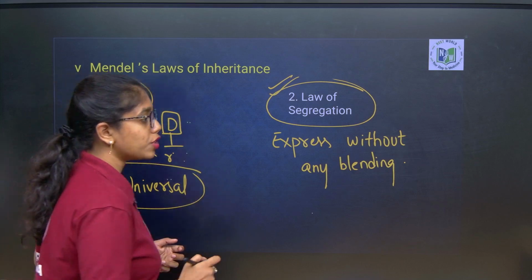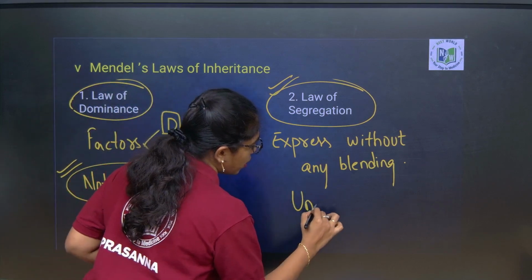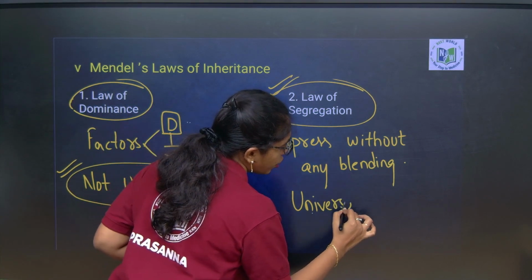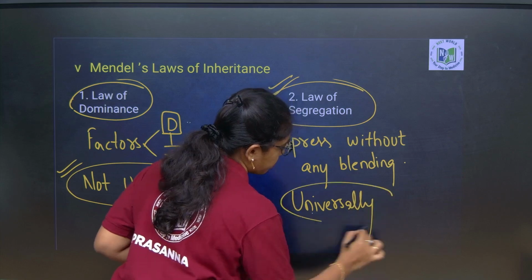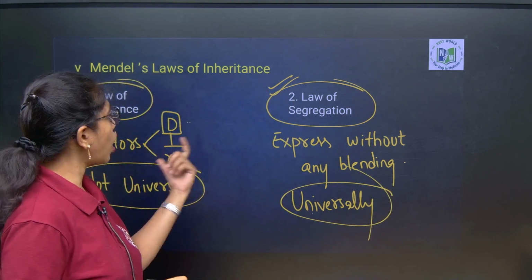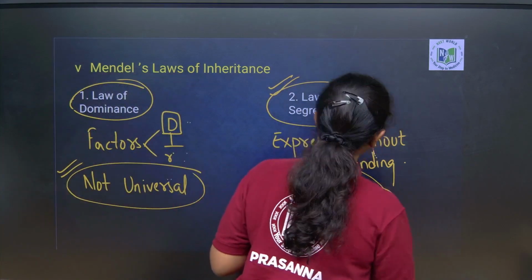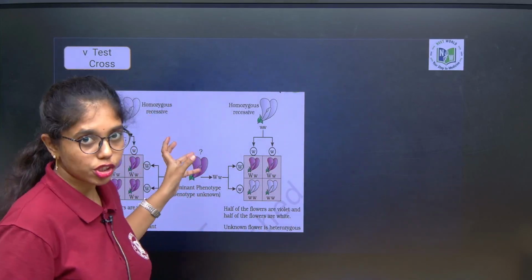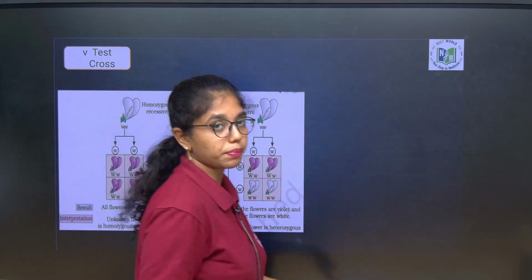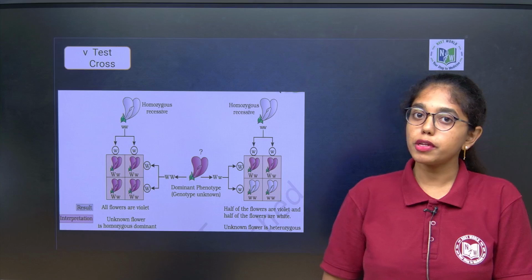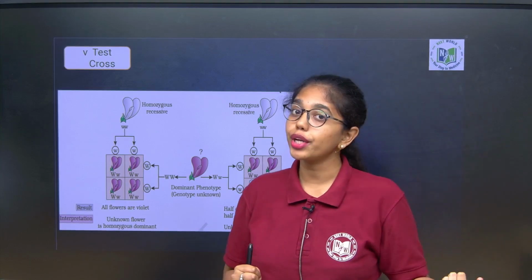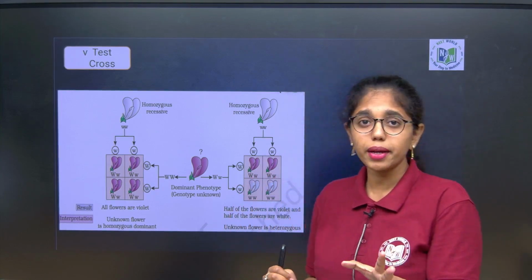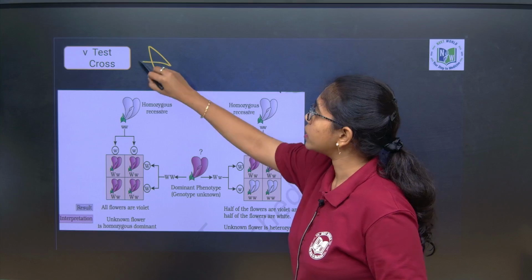The law of segregation is universally accepted. So, keep these two laws in your mind. Now, before going to the exceptions of Mendelian principles from the monohybrid cross, first we will look into the test cross and back cross, which is very important. We can expect a question from this.